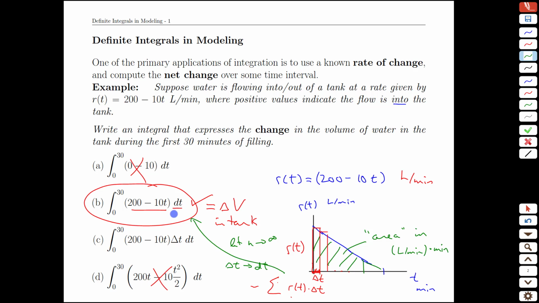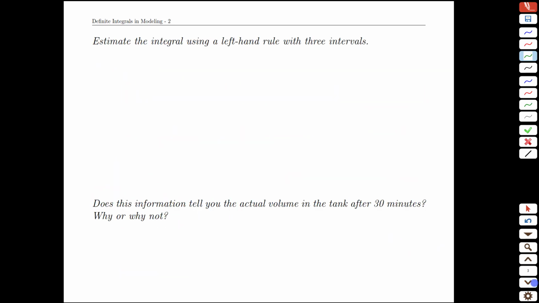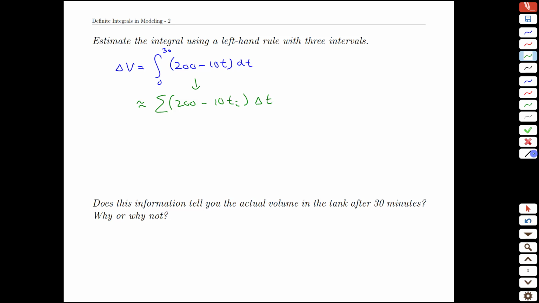With that in mind, let's do an estimate of what this value would be. To estimate that value, let's start with the exact integral from 0 to 30 of 200 minus 10t times dt. And we're actually going to take a step back and say that's approximately equal to a sum of 200 minus 10 t sub i kind of things, times delta t. What are the values we're talking about here? Well, if we are using 3 intervals, and we are doing that over 30 minutes, then the natural time breaks are 0, 10, 20, and 30 minutes.